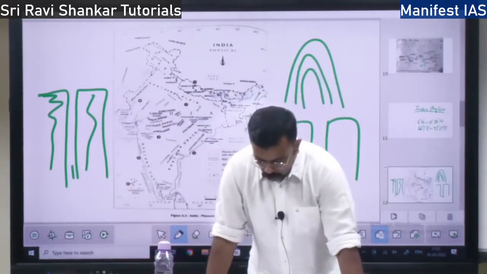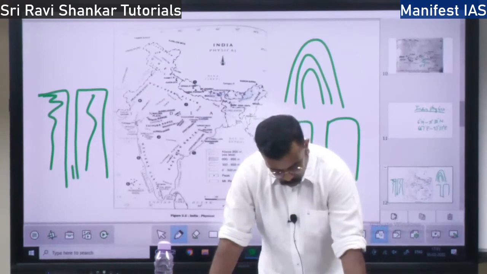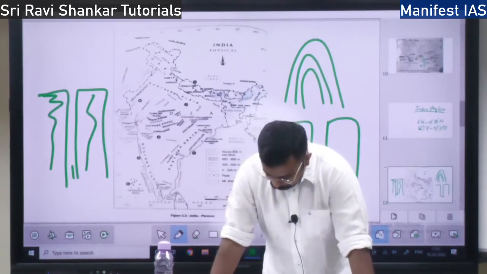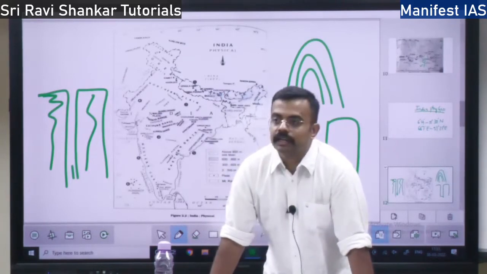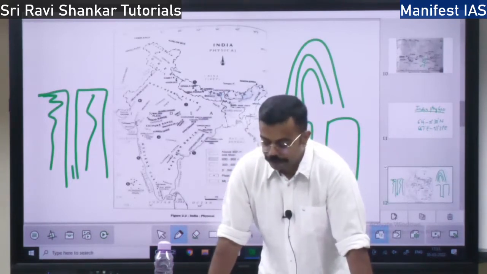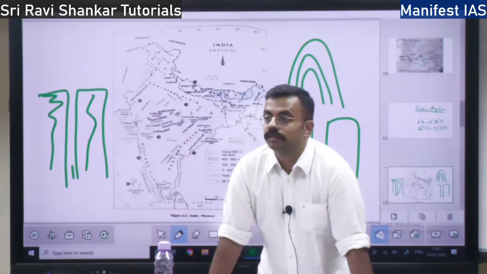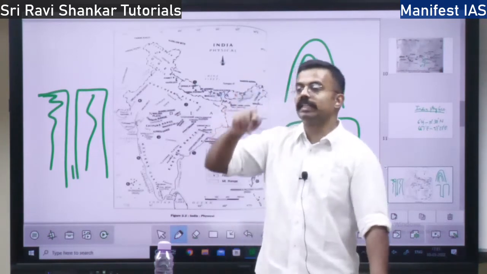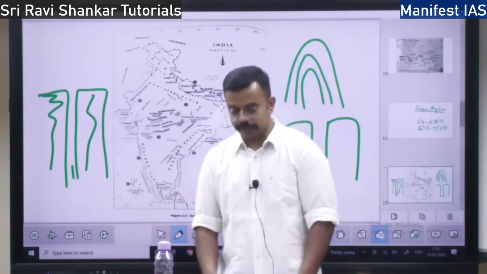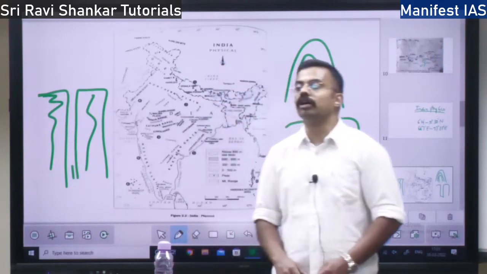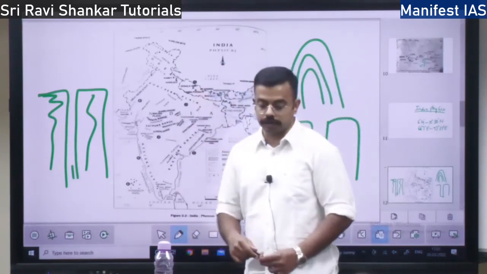Gorges are there in the Himalayas. You have V-shaped valleys. V-shaped valleys means valleys which are in V-shape. Then you have rapids. Rapids are fast flowing rivers. And also you have waterfalls in the region. There are a lot of waterfalls.